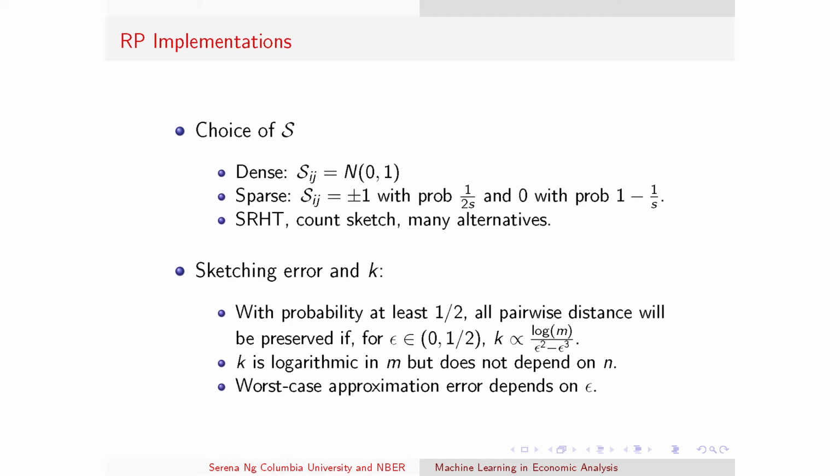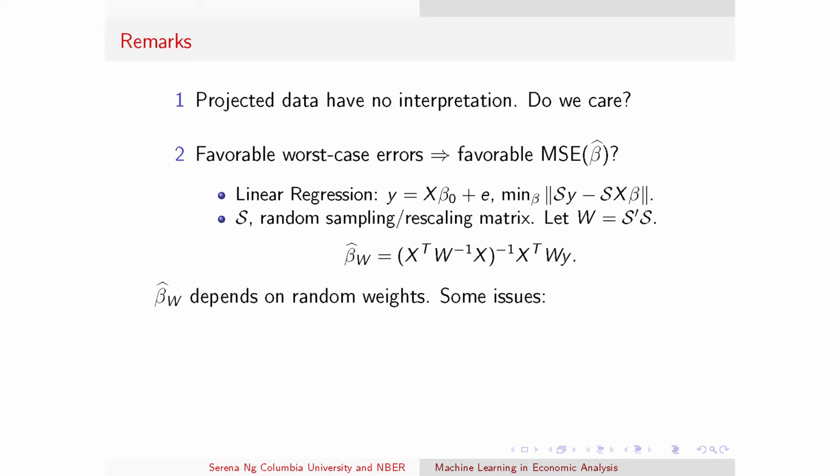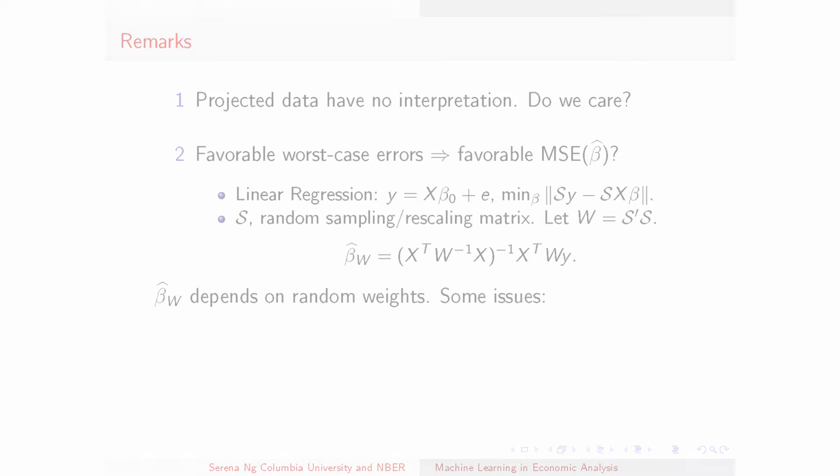I want to make a few remarks here, because what MET is doing is to apply these projections into estimation. The projected data are combinations of the original data, so they actually have no interpretation. Do we care about this interpretation? In this case, we're interested in structural estimation. The more interesting point from the econometrics point of view is that what is derived are these worst case error bounds from an algorithmic point of view. But what does that say about mean squared error? What are the statistical properties of the beta hat that we construct from using this subsample data? MET's analysis is to use moment inequalities to do this estimation.